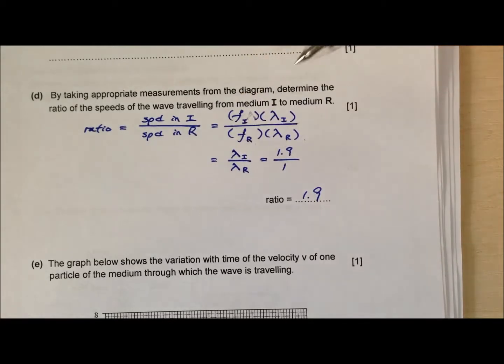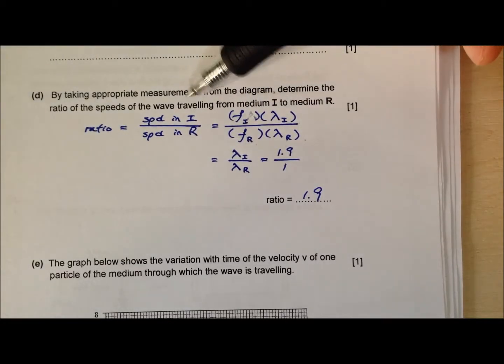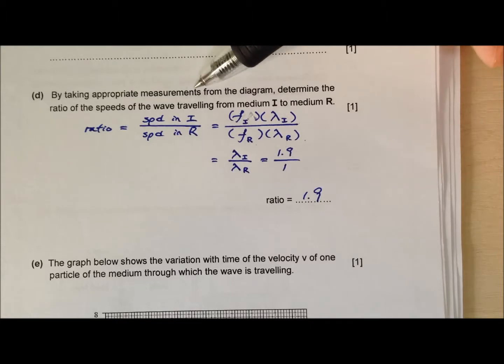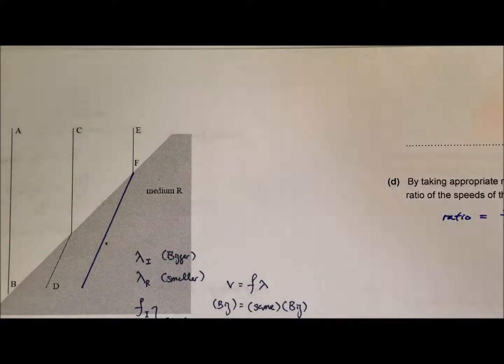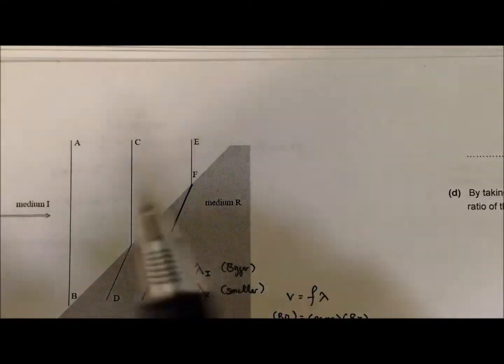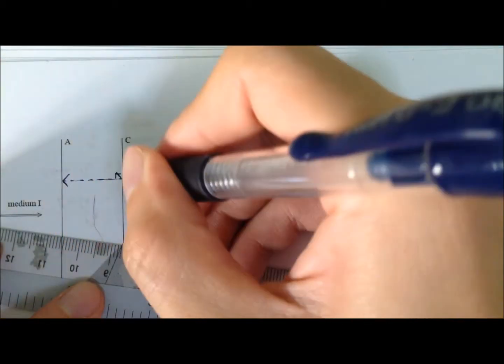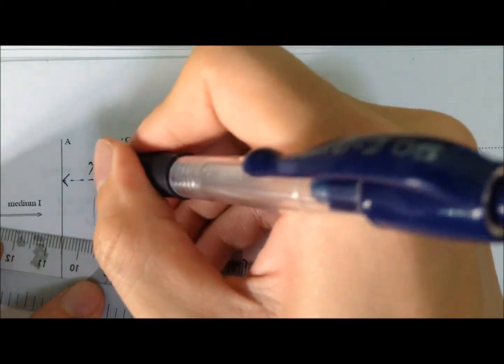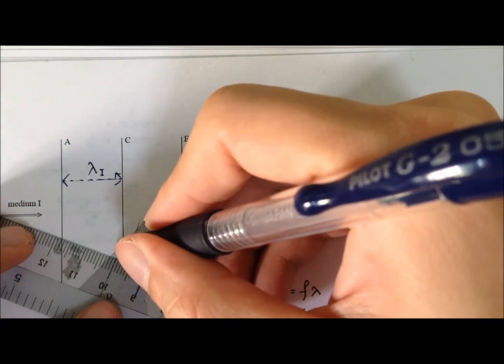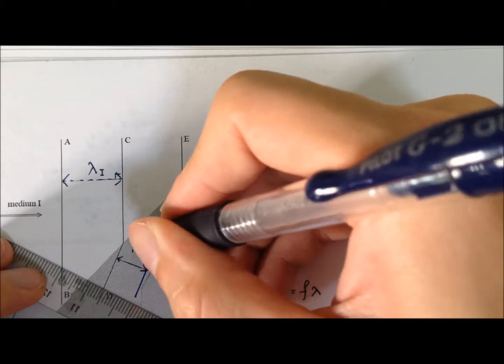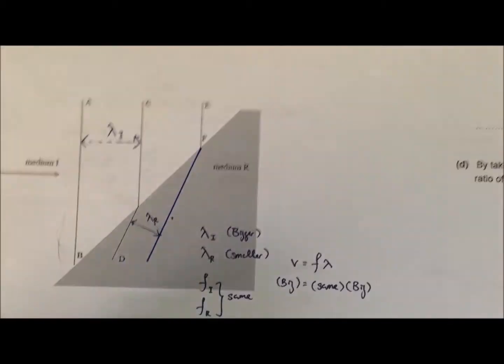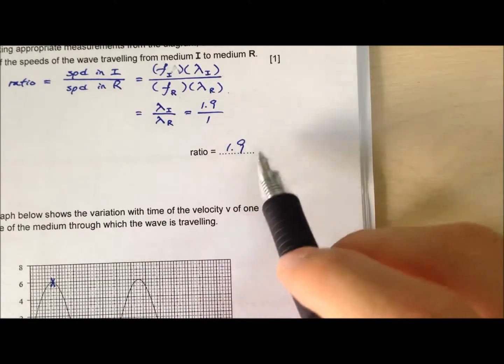I think they tell you that you can make measurements from the diagram. So put your ruler on the diagram. How do you find wavelength from wavefronts? Basically, the wavelength is the perpendicular distance between two wavefronts. So this one will give you the lambda I, and this one here will give you the lambda R. So go and measure it. Once you measure it, put it right here and you will get the answer. Ratio doesn't have a unit.